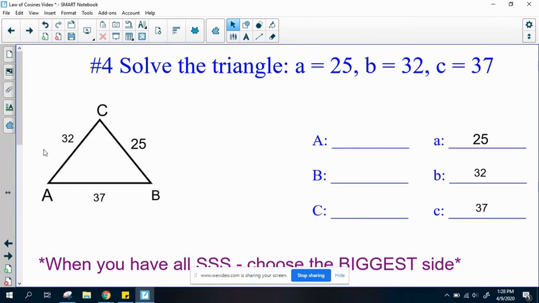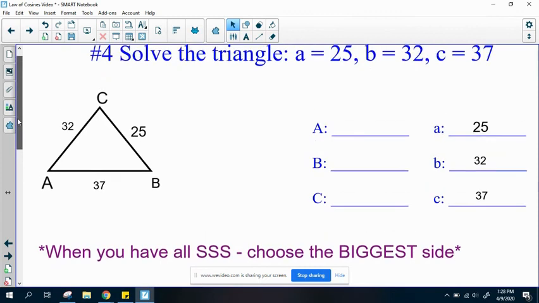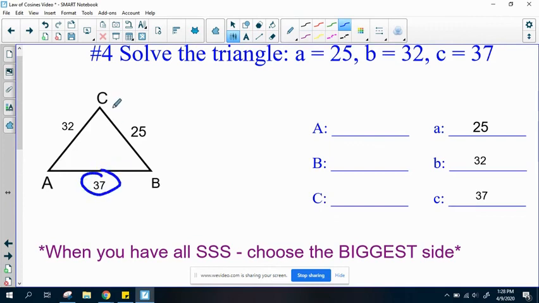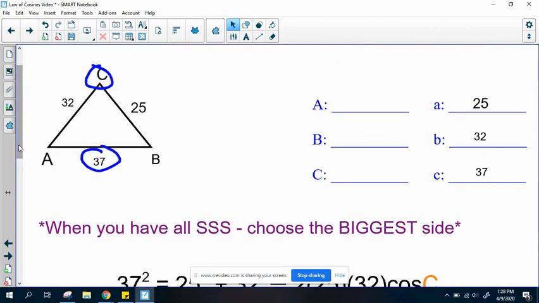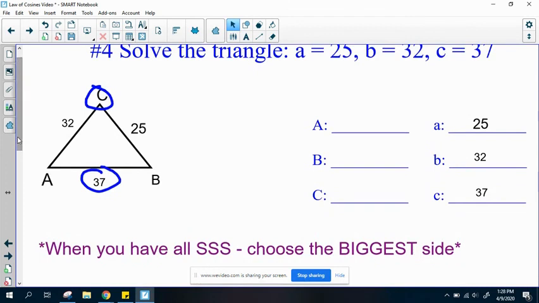When you're going to do this, you're going to use the biggest side. Between these numbers, the biggest side is actually 37. So you want to find angle C. Go ahead and pause the video, use your formulas, and see if you can get the right answer all the way through. When you're done, come back and unpause the video.